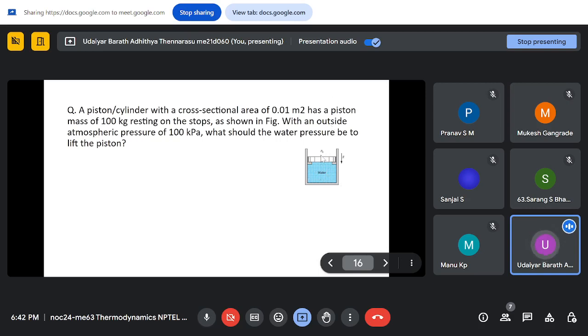Outside, the forces acting are the pressure exerted by the atmosphere, which is 100 kilopascal, and the weight of the piston acting on the water. These two are acting on the outside. From inside you have water exerting pressure on the piston. You just have to balance this and you can find out the pressure exerted by water, which should be greater than this for the piston to move.